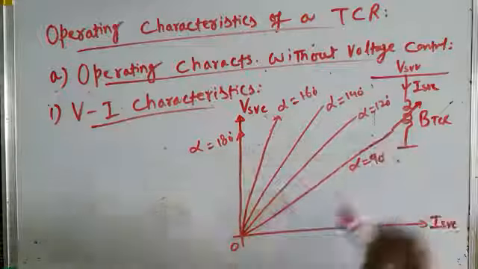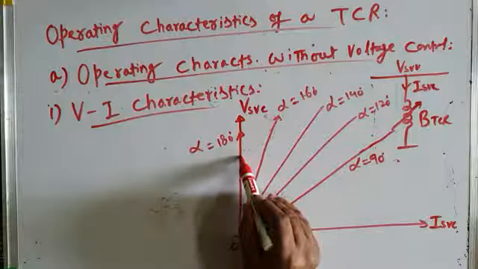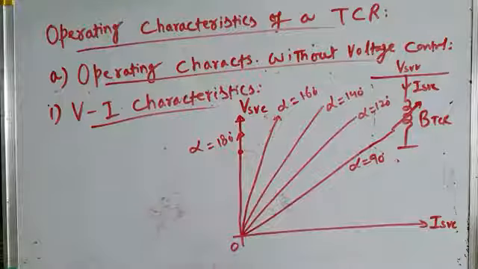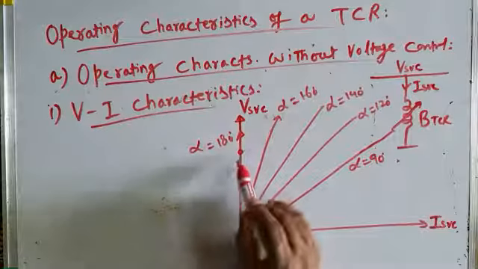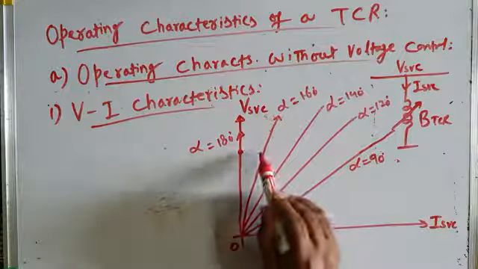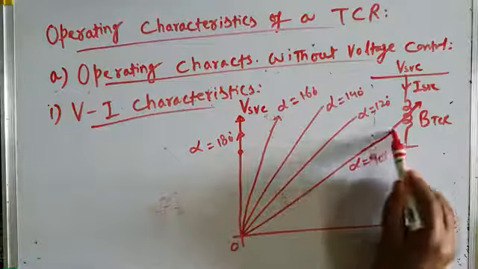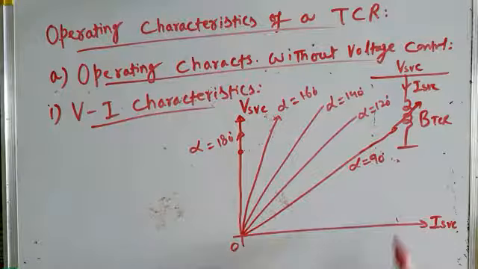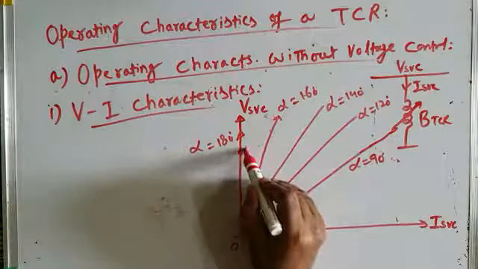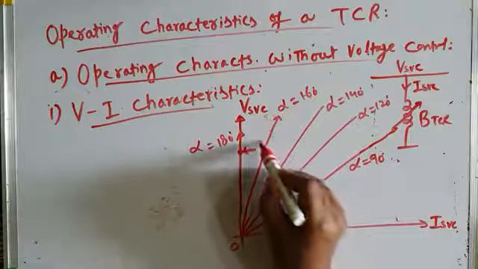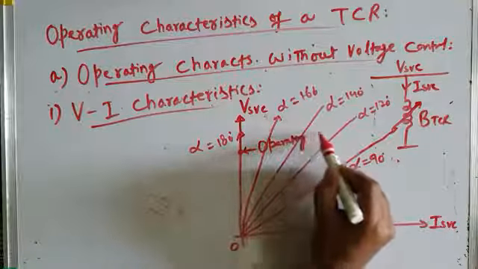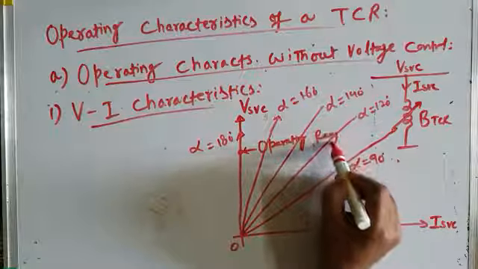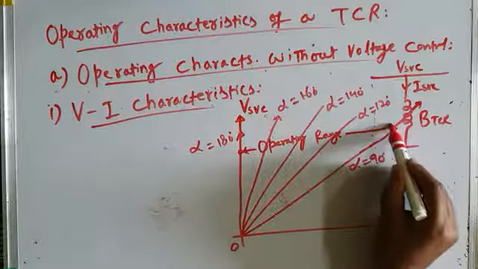Let us take a particular value of SVC voltage. Let us assume our SVC is operating, or our bus voltage is this much. This is our bus voltage. Corresponding to this bus voltage, you can see for alpha equal to 90 degrees, SVC current is maximum. So this is the operating range. I will write here: operating range of SVC for a particular SVC voltage. This is the operating range.